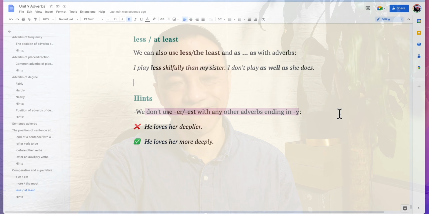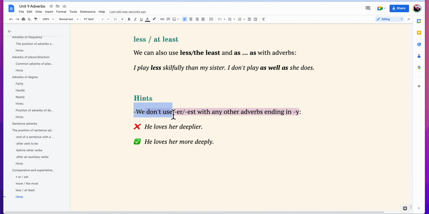Let's take a look. We don't use er or est with adverbs ending in ly. For example, we should say, he loves her more deeply. So we say more deeply instead of deeper.